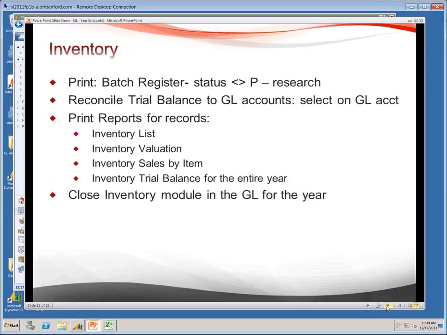For inventory, you want to, again, make sure all your batches are posted with every single module. That quick query would really help, showing you what batches, because it shows all modules. But in each module, if you have different people doing different modules, it can help if each person has their own little report to look at. You want to reconcile your trial balance for the inventory back to the general ledger. You may want to print reports to file for your inventory list, your trial balance, your sales by inventory. And then, of course, this one you would close in the GL.